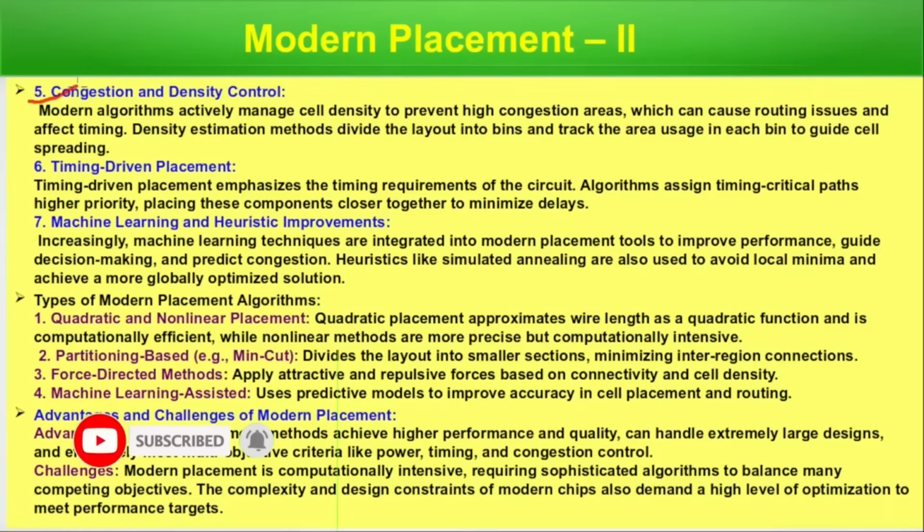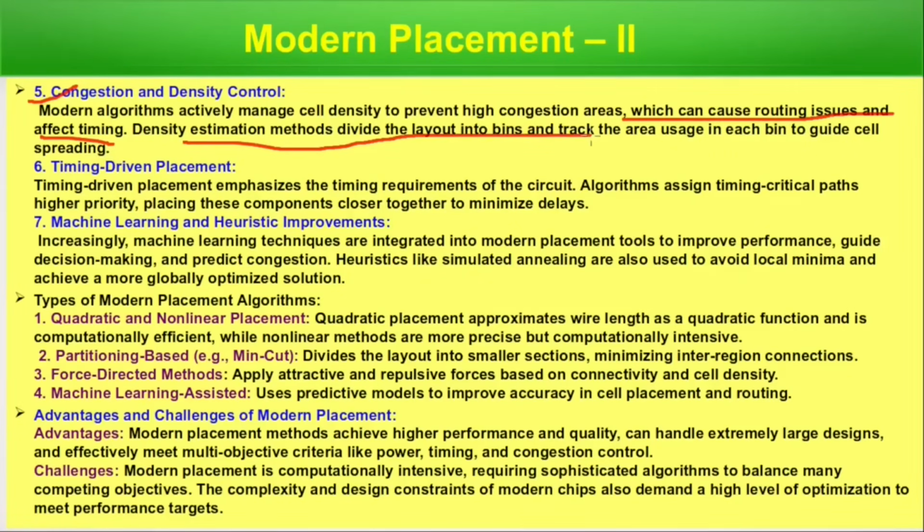Congestion and density control. Modern algorithms actively manage cell density to prevent high congestion areas, which can cause routing issues and affect timing. Density estimation methods divide the layout into bins and track the area usage in each bin to guide cell spreading. Next is congestion and density control.